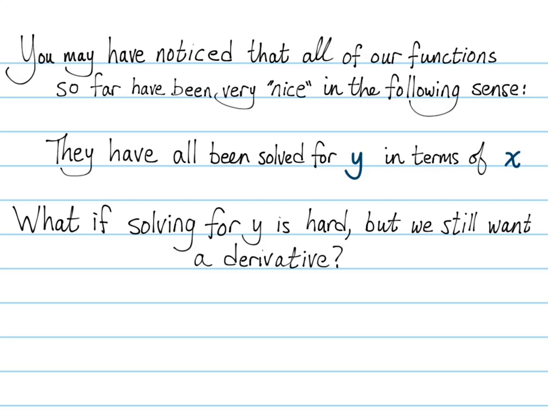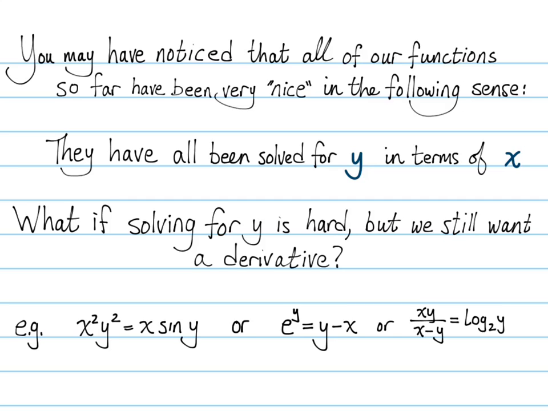But what if I gave you an expression that it was hard to get just in terms of y, or just in terms of x, and you actually kind of had to leave it the way it was and try to work with it from there? You know, for example, I gave you x squared y squared equals x sine y, or e to the y equals y minus x, or so on. Right? These are hard functions because you can't isolate one of the variables very easily. And so what would we do? How would we be able to take the derivative and find the slope of the curve that these make?